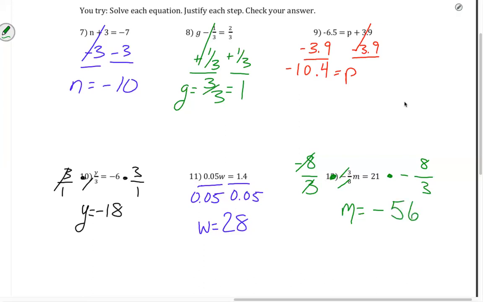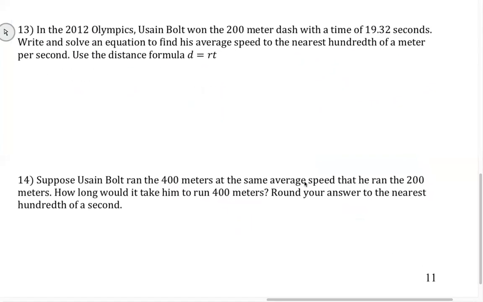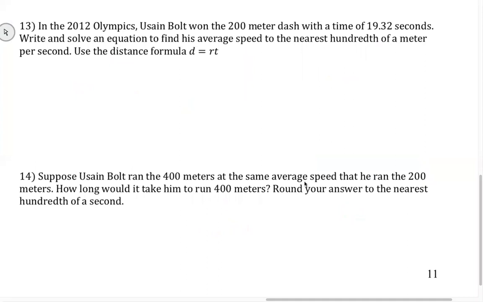56. There you go. You got it. All right. 4 problems left. We got 4 word problems.